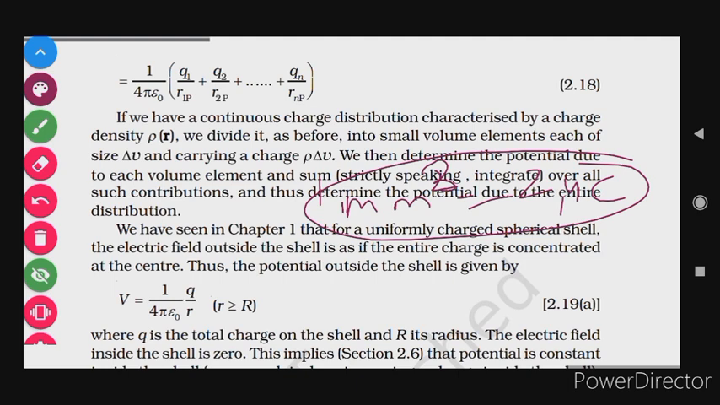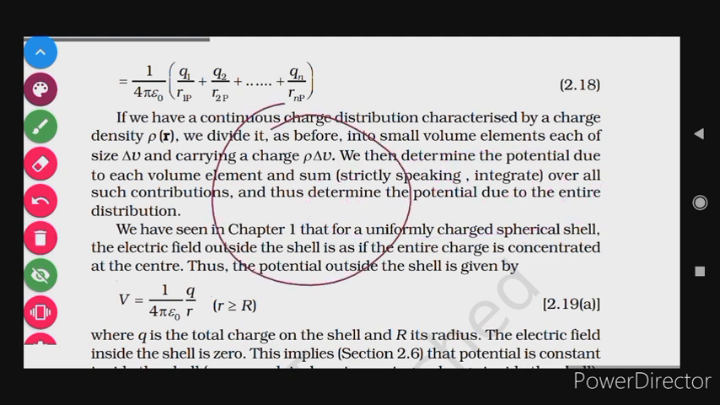Per unit volume. So how do we find the potential due to the whole charge distribution, the whole volume? What we're going to do is divide the whole volume into small volumes, and we'll take each small volume as small as possible.